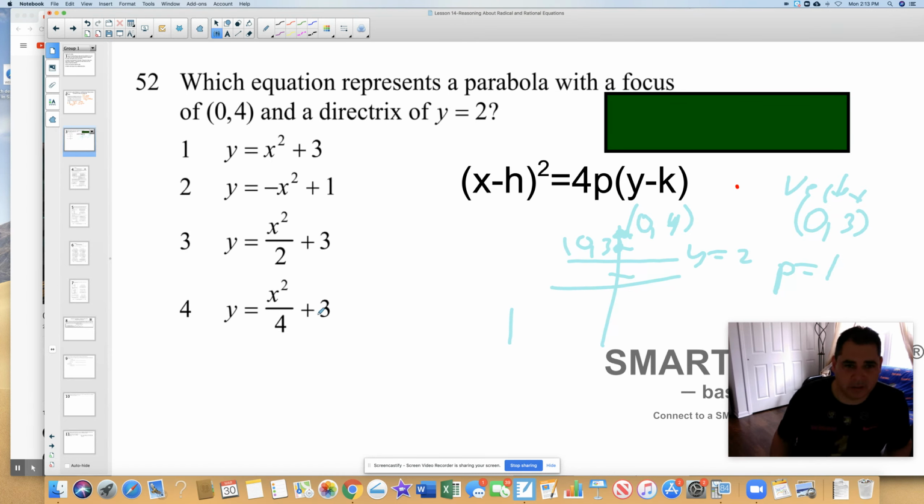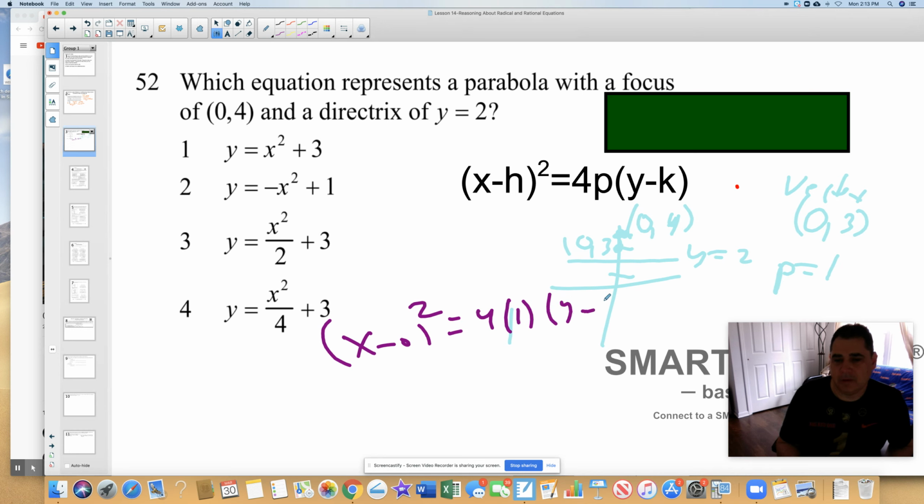I'm going to change this color because I didn't really like it. Let's go with purple. All right, so I'm going to plug in my vertex and my P. x minus 0 in parentheses squared is equal to 4 times 1 times y minus 3.